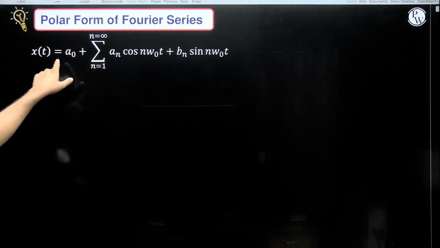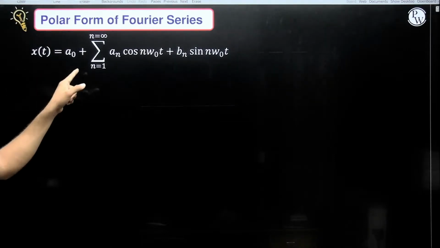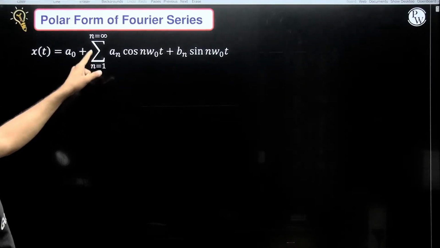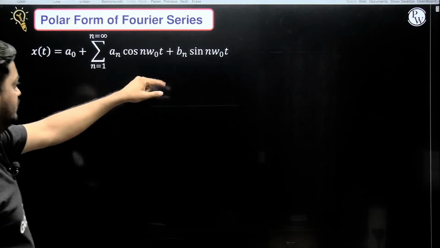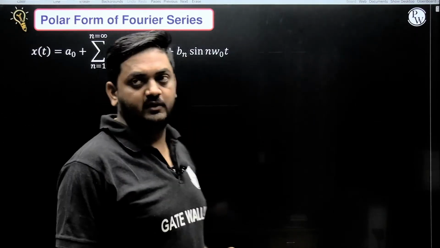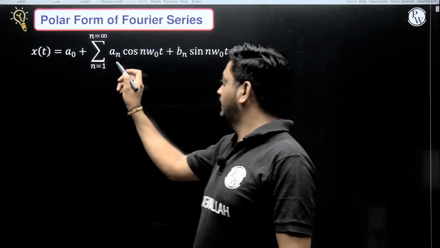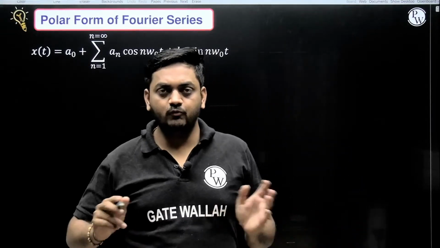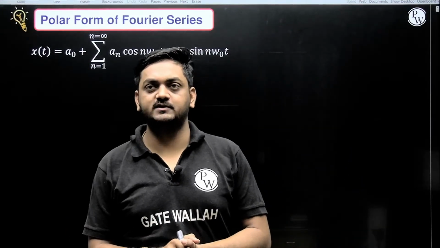So this is our guys trigonometric Fourier series. X of t is equal to a0 plus summation n equal to 1 to infinity an cos n omega 0 t plus bn sin n omega 0 t, where a0, an and bn are Fourier series coefficients, trigonometric Fourier series coefficients.